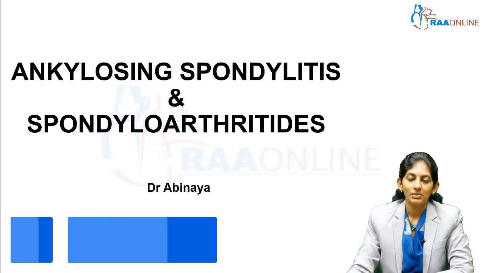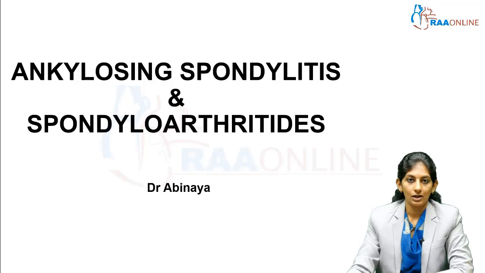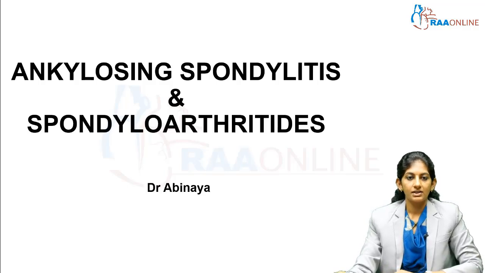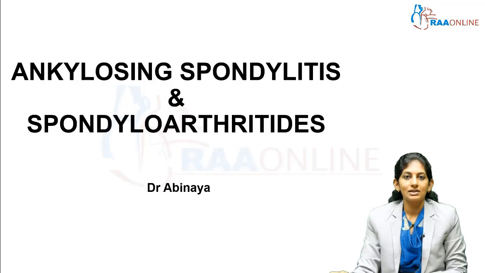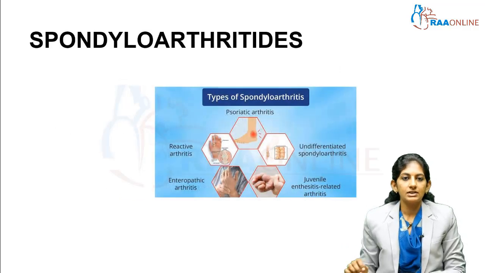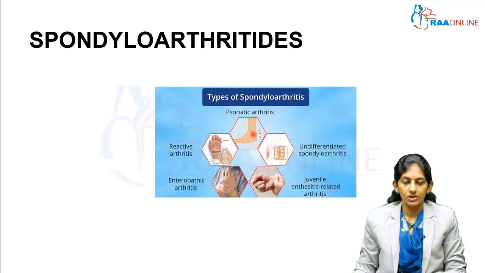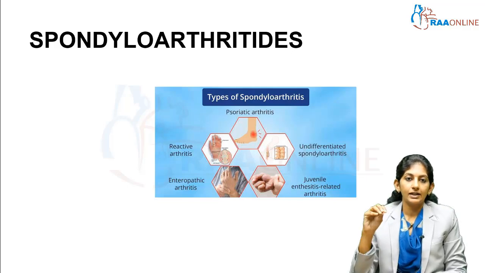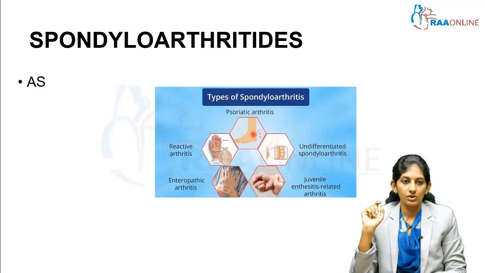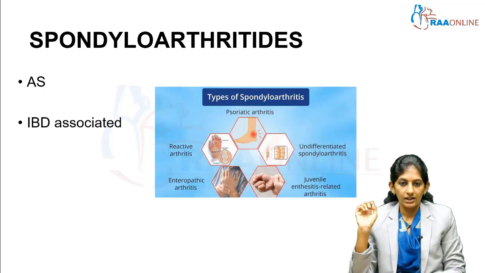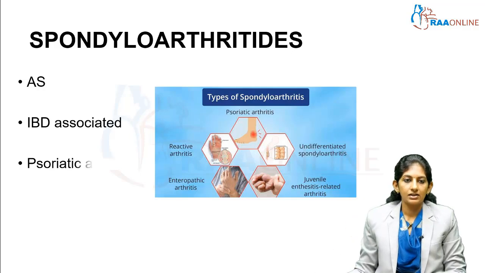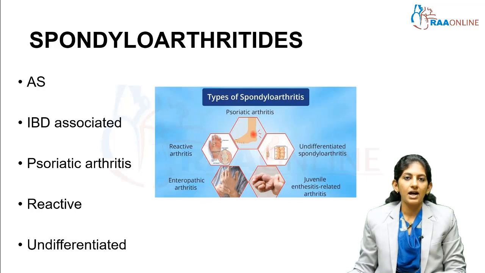So in Nelson based pediatrics teaching, the chapter that I am going to discuss now is on ankylosing spondylitis and spondyloarthritis. And let's get started. So what are the types of spondyloarthritis? What are the arthritis which are included in spondyloarthritis? So number 1, juvenile ankylosing spondylitis, IBD associated arthritis, psoriatic arthritis, reactive arthritis and some undifferentiated arthritis. So these are the 5 different types of spondyloarthritis that we are going to discuss in this chapter.